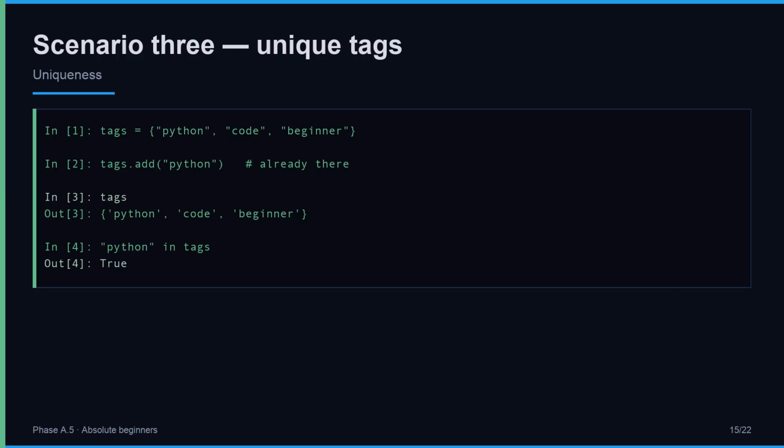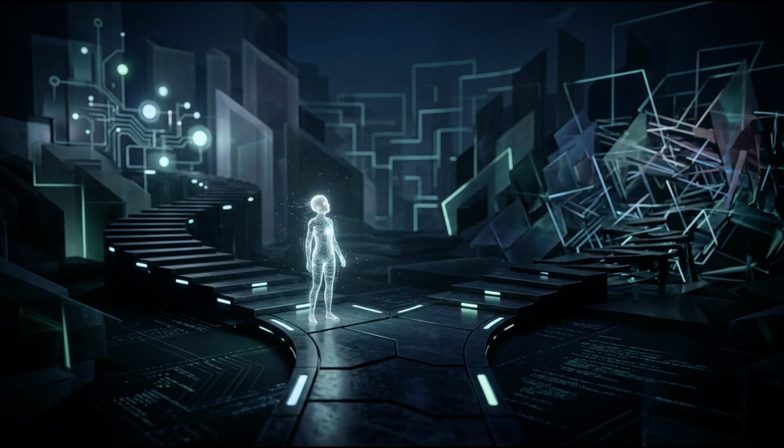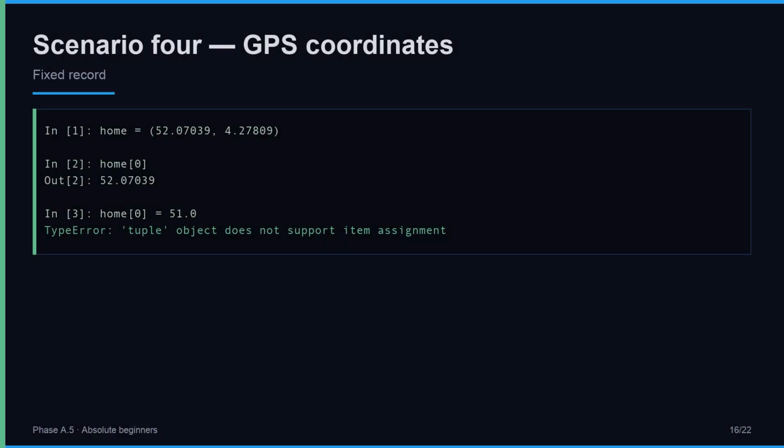Tags belong in sets. Every beginner reaches for the wrong type at some point. That is not failure, it is how the right intuition eventually sticks. Wrong choices teach you. Fourth scenario, a GPS coordinate for your home. Latitude and longitude come as a pair, and they should never change after you write them down. A tuple locks them in.